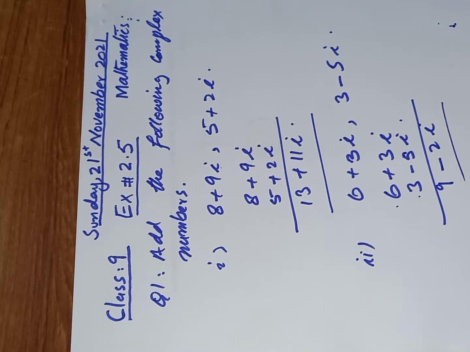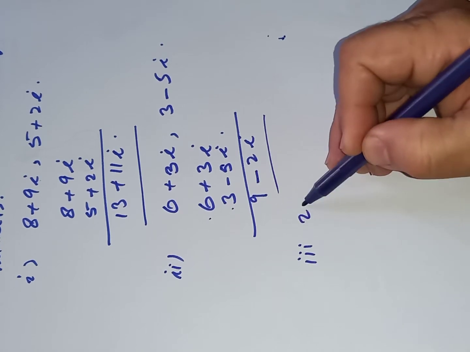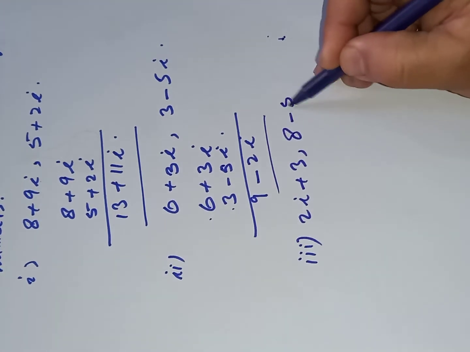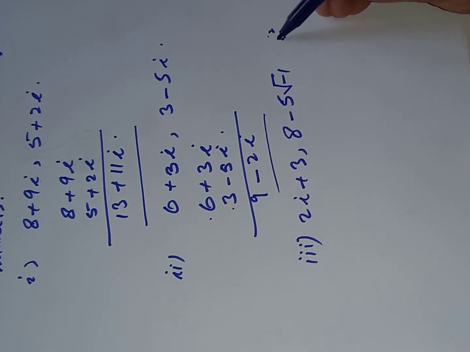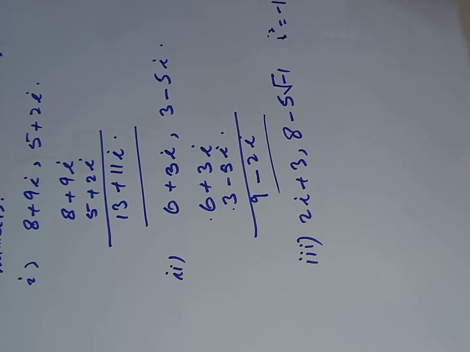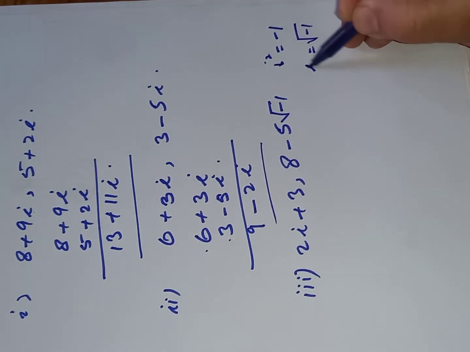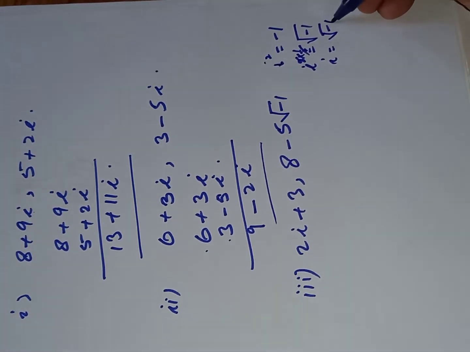So we have another part, and that is 2 iota plus 3 and 8 minus 5 times the square root of minus 1. We must know, everyone must know, that iota square is equal to minus 1. Iota square is equal to minus 1. When we take the square root on both sides, square root means power 1 by 2, this cancels, so iota is equal to the square root of minus 1.